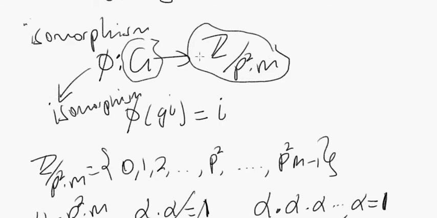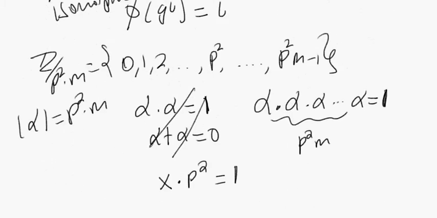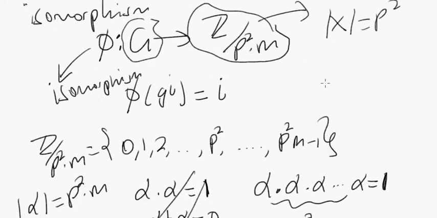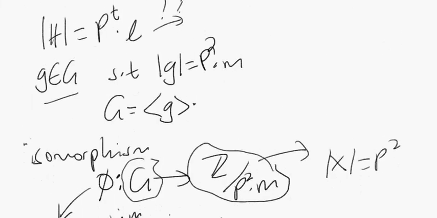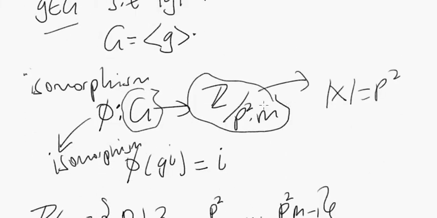So suppose we found some x in Z mod p squared m such that the order of x equals p squared. Would that mean that there's some element little g in G whose order is also p squared? If that's true, wouldn't we have then found a subgroup of G that has order p squared, as desired? But first, the question is, here we think about our wish come true, that Z mod p squared m actually has an element of order p squared.